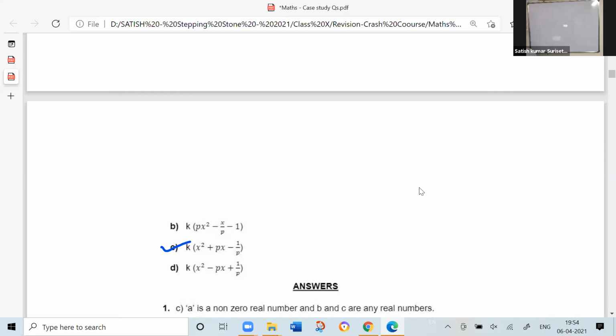So x square, what is the formula? x square minus sum of the roots into x plus product of the roots equal to 0. So sum of the roots is given and product of the roots is given. But this is an equation, and we need to write it as a polynomial. So that's why we need to write as k into... So this will be a polynomial. So k into x square plus px minus 1 by p. Now, anybody has done all the 5 correctly?